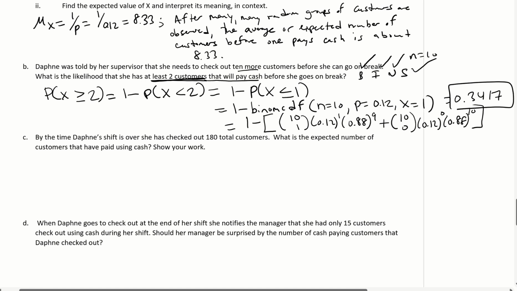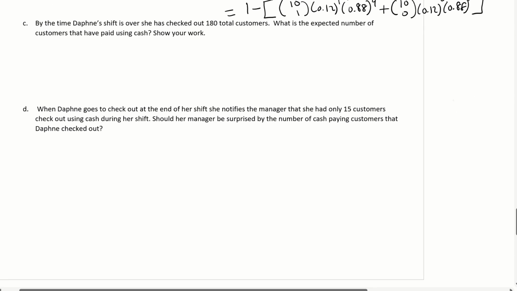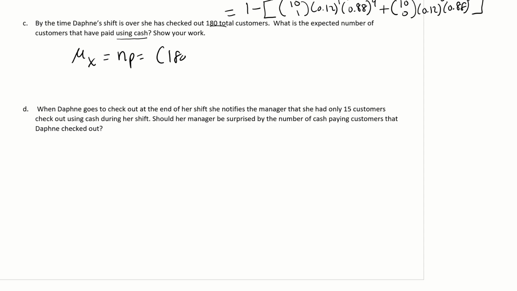All right, so let's do part C. By the time Daphne's shift is over, she has checked out 180 total customers. What is the expected number of customers that have paid using cash? Okay, so this is binomial because we're saying the number of people that paid cash out of the 180. So μ_X equals np, so 180 times 0.12, the probability. So that's 21.6 customers.